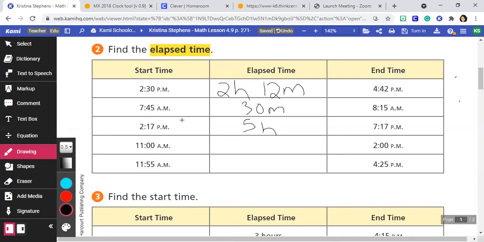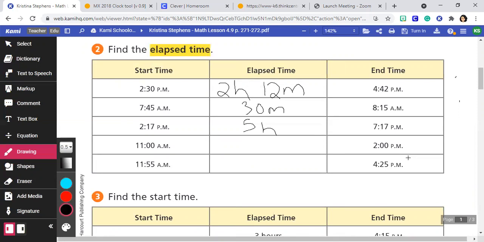Okay, let's keep going. From 11 a.m. to 2 p.m. Again, whole hours have gone by. So let's think about that. And again, we're crossing over the midday here. So noon, we're going from a.m. to p.m. What is the next hour after 11 a.m.? 11 a.m. to 12 p.m. to 1 p.m. to 2 p.m.